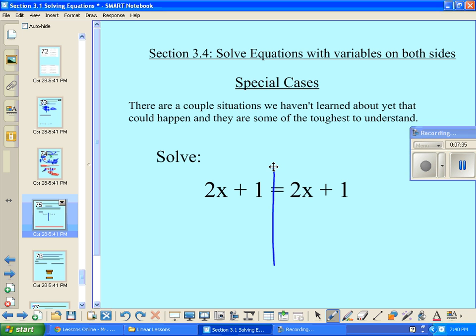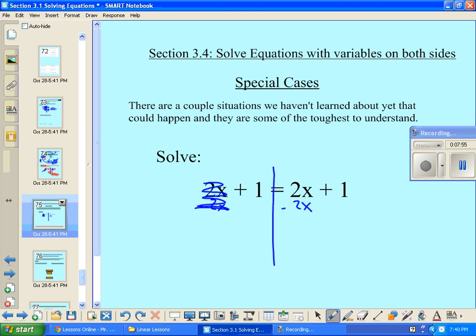I'm going to start solving this problem. It says 2x plus 1 equals 2x plus 1. Again, already maybe you're starting to see something, but let's start solving it just like we usually would, and just say that we haven't noticed that yet. If I'm going to solve this problem, I can't distribute anywhere, I can't collect like terms, but I'm going to try to get all the x's on one side. Let's subtract 2x from both sides.